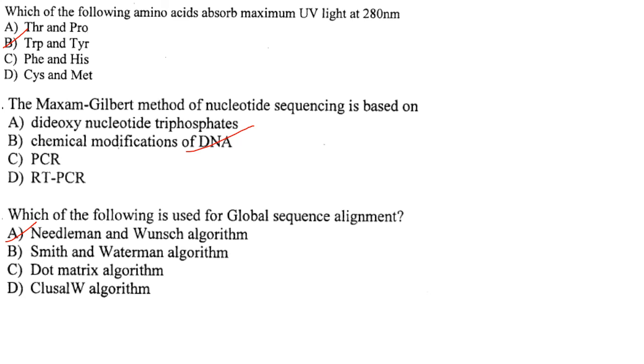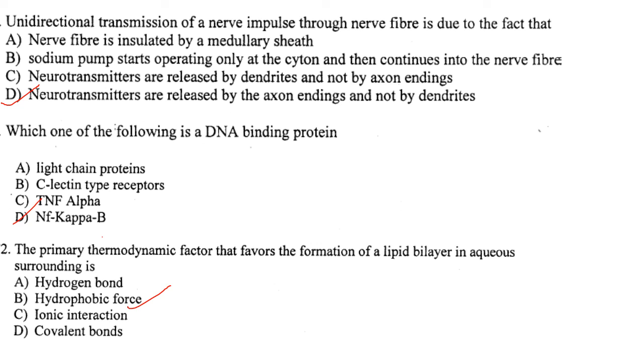Answer is option A. Then unidirectional transmission of nerve impulse through nerve fiber is due to the fact that neurotransmitters are released by the axon endings and not by dendrites. Answer is option D. Which of the following is a DNA binding protein?